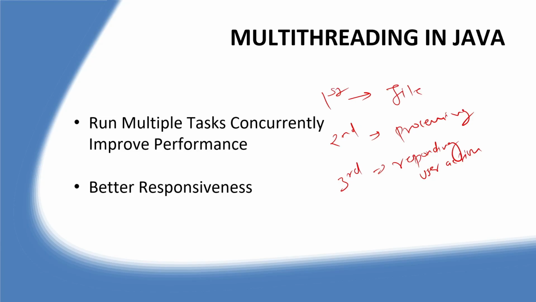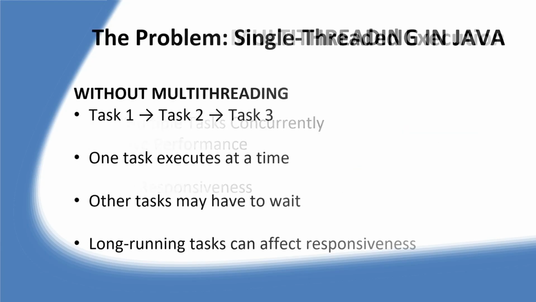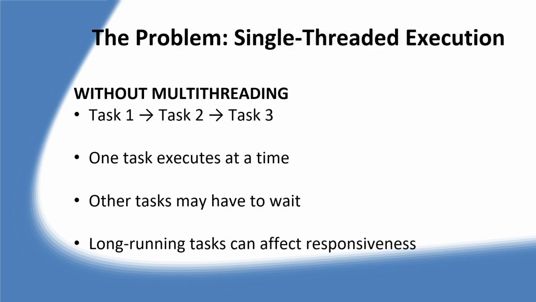So without multithreading, we have different tasks, one task executes at a time and the other tasks may have to wait. And suppose the first task is a long running task, taking too much time, then the remaining tasks have to wait, and it will affect responsiveness.